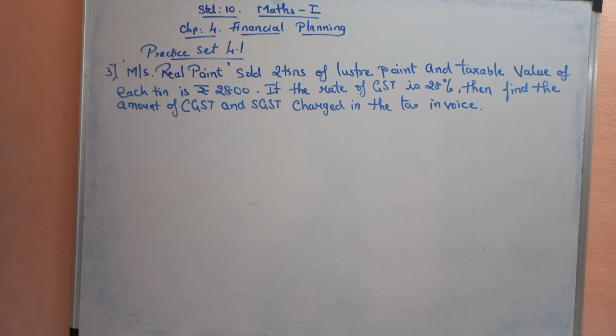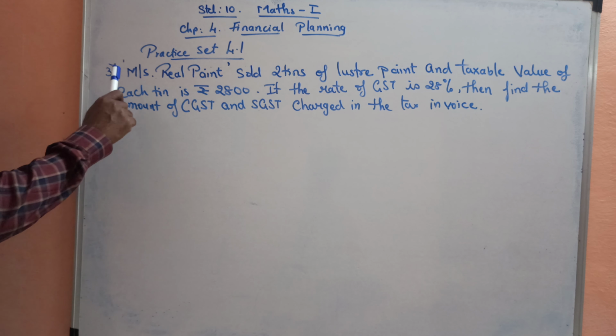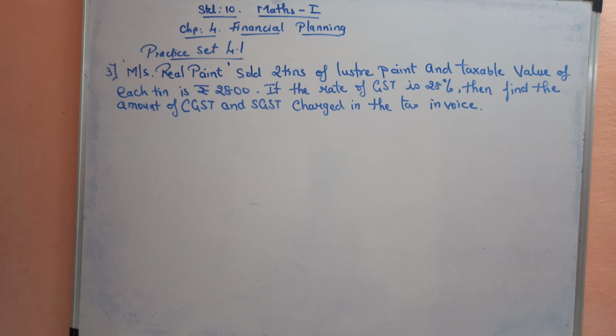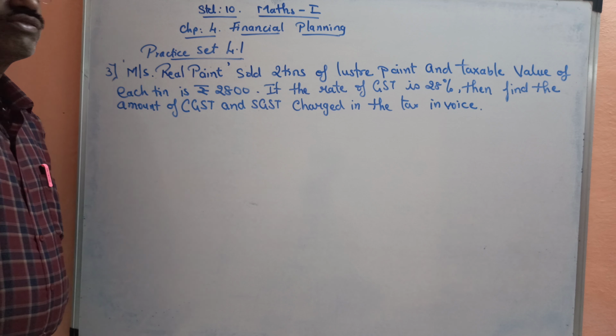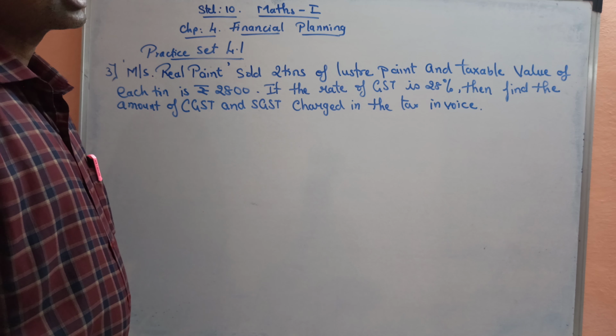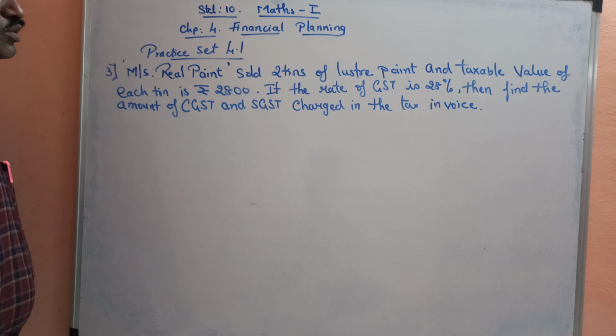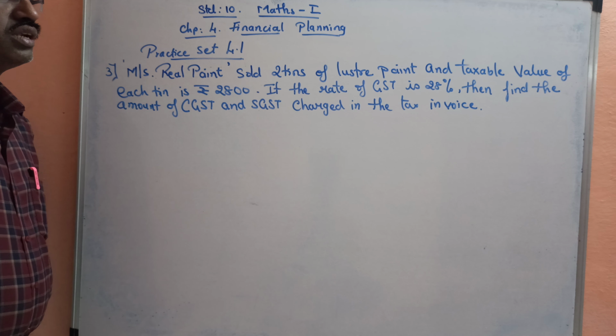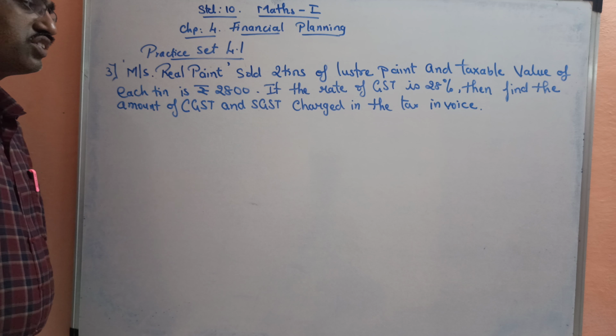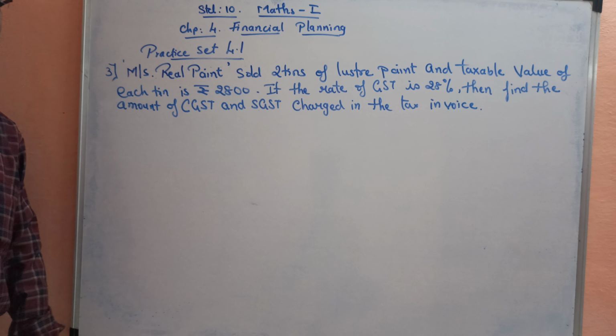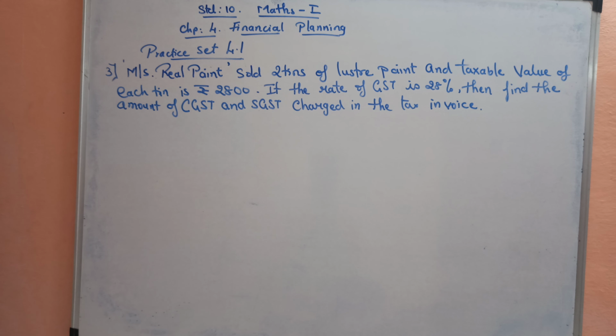Let's continue with practice set 4.1 financial planning. Third question. M/s Real Paint, sold 2 tins of luster paint, and the taxable value of each tin is rupees 2,800. If the rate of GST is 28%, then find the amount of CGST and SGST charged in the tax invoice.